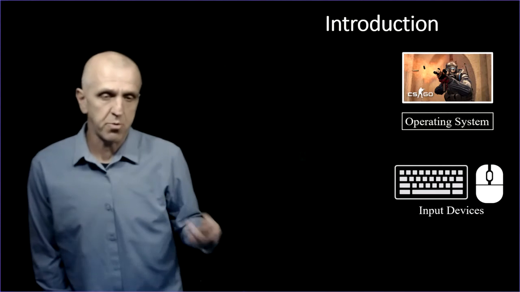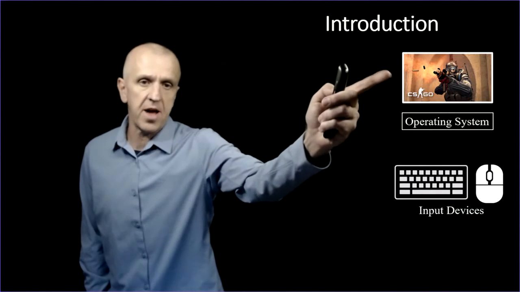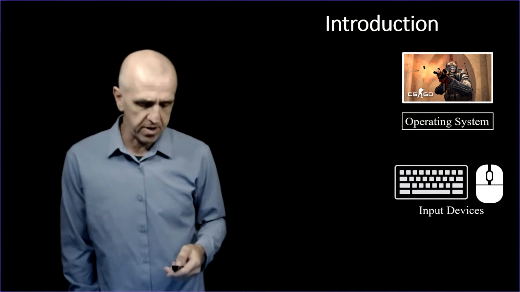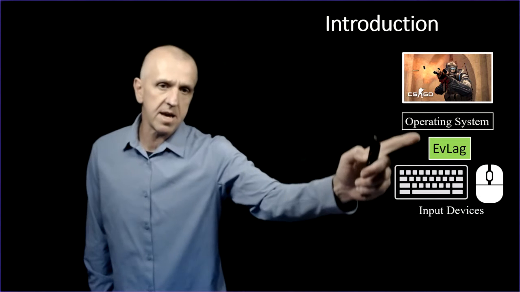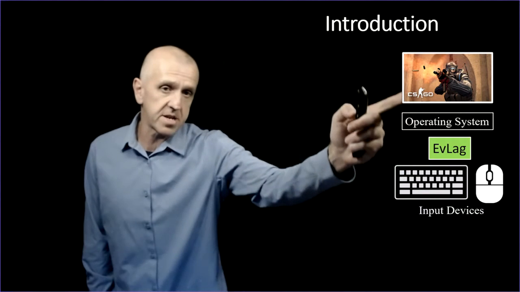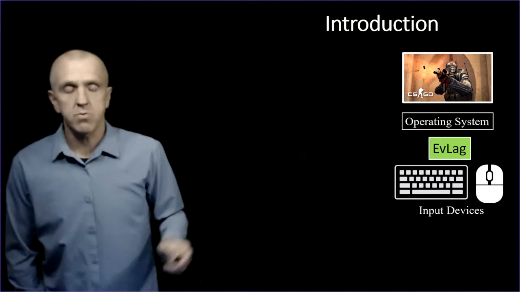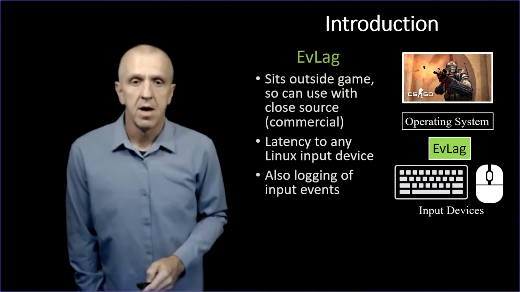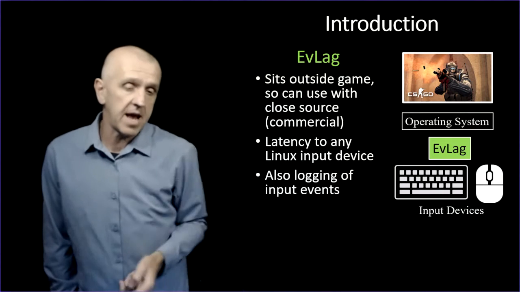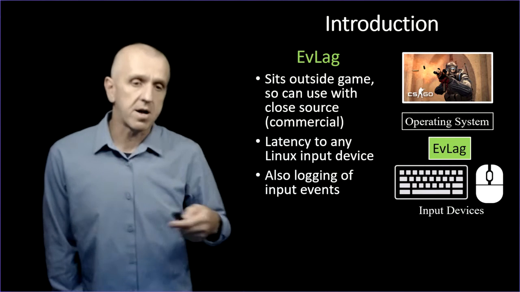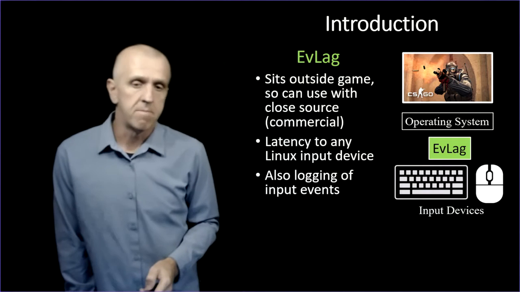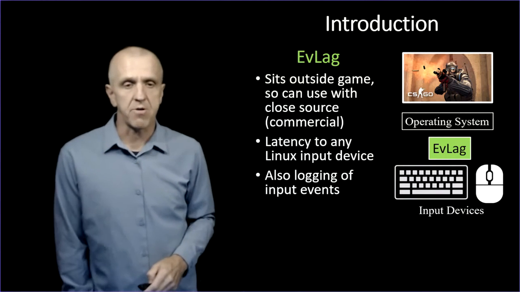An alternative approach that we're trying is to let us run with any commercial game, in this case Counter-Strike, with the same input devices. What EvLag does is add latency in between the operating system and the device. That lets us run latency studies with commercial games, let's say Counter-Strike. So EvLag sits outside of the game, lets us use commercial games, lets us add latency to any device in Linux, and also logs the input events. That could be useful for a research study where you want to mine what the actions were that the player did after the fact.